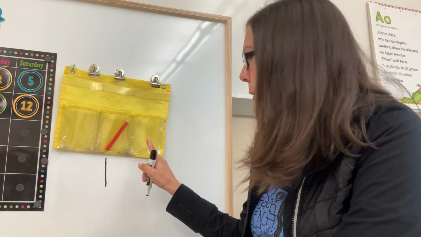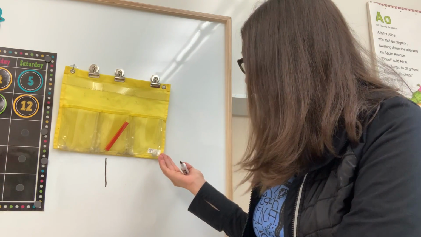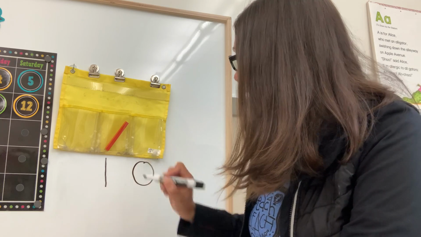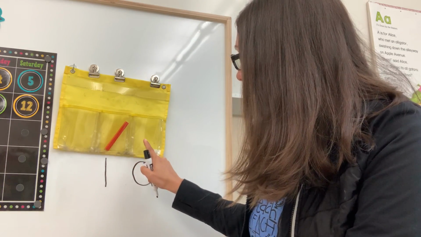Now, how many ones do I have in this pocket now? I took them all out. There aren't any in there. Do you know how we say that there are none? We write the number 0. Look at that. We have 1 10 and we have 0 ones.